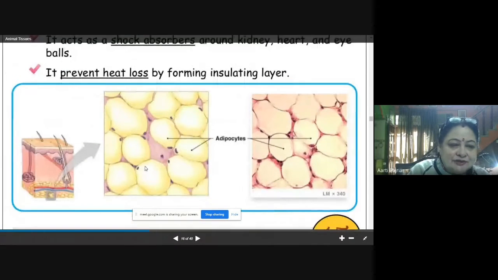Now see the structure of the adipose. This is below the skin. The adipocytes are present, and these adipocytes are having the fat globule. So this is the fat cell, and the nucleus has come to the periphery. So these are the adipocytes in the adipose connective tissue.